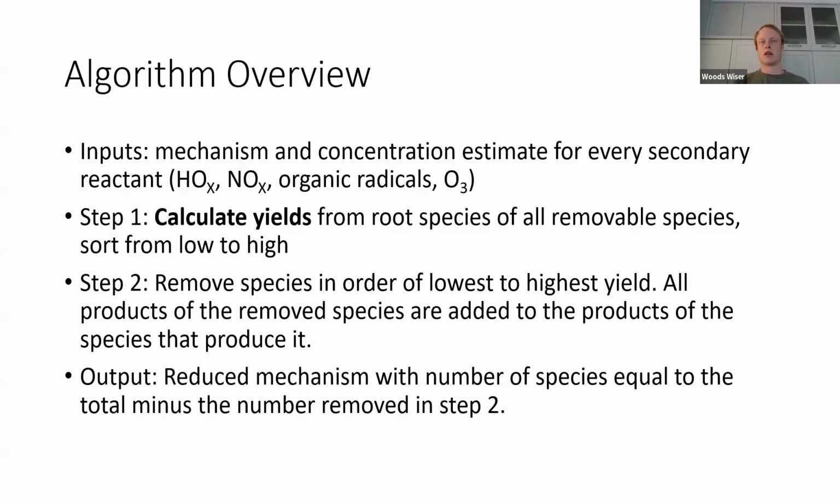And I'll note here, it's a relatively simple method of reduction. There are more complex or smart potential avenues for reducing, but it all rests on the backbone of which species are and are not important, and that comes from this yield calculation. So the key here is the ability to calculate yields, and then the reduction itself we can expand on. And then the reduced output mechanism has a number of species equal to the total minus the number that we removed in step 2.